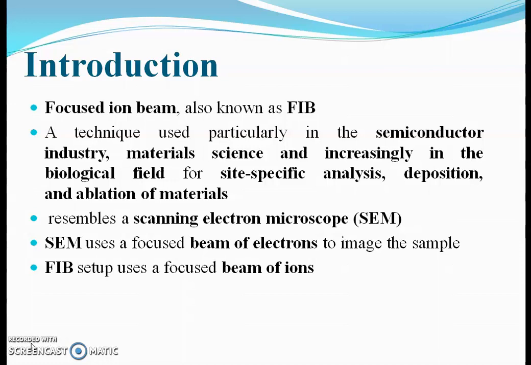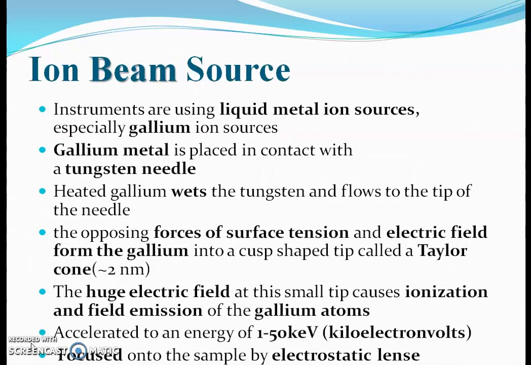The Focused Ion Beam Machining Process is similar to the Scanning Electron Microscope, SEM. What exactly is the SEM? The SEM uses a focused beam of electrons to image the sample. For sampling purposes, the Scanning Electron Microscope uses a beam of electrons. But in the case of the Focused Ion Beam Machining setup, we are using a focused beam of ions for machining of a material. This is the introduction of the FIB process.